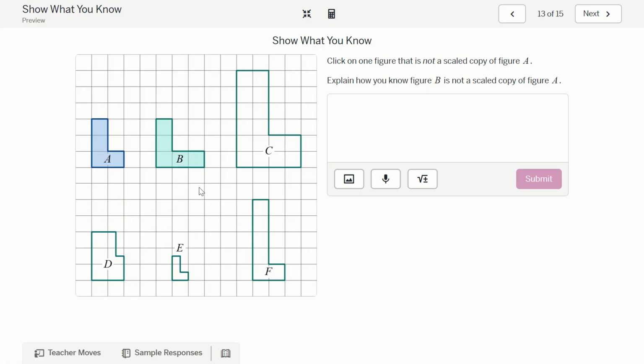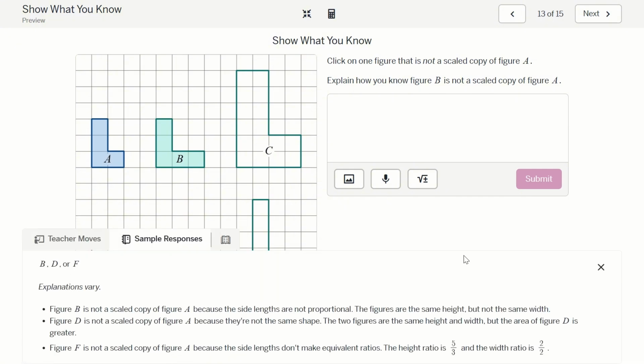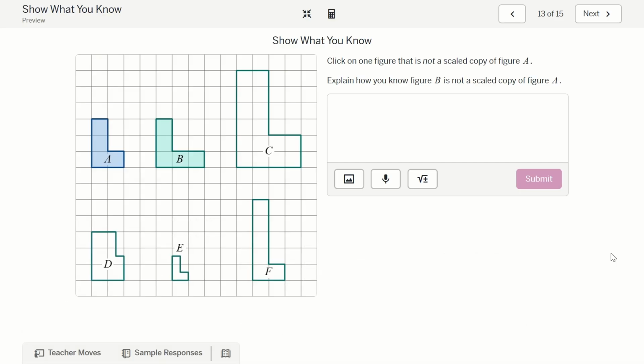B? Why? There we go. It's got an extra square. It's longer here. Anything else? So we think C and E are scaled? Okay, let's find out. Figure B is not scaled. Figure D is not scaled. Figure F is not scaled. So good job. You guys all picked the right ones.